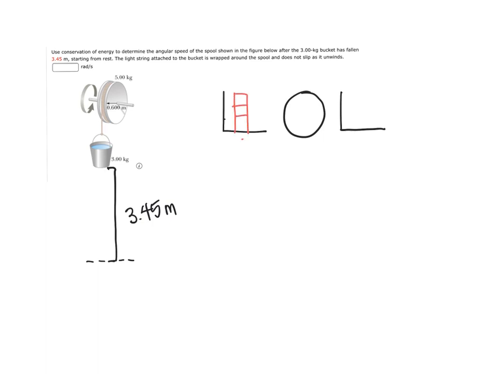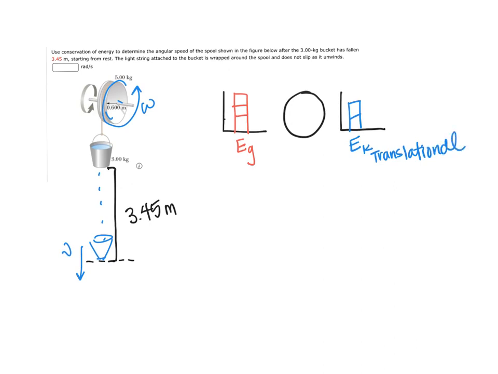in its position, Eg. And as it falls, gets down here, when the bucket is down here, the cord has pulled on the disc and now the disc is rotating. So there are two things happening. The bucket has a velocity, v, a linear velocity, therefore the bucket has a kinetic energy, translational, and the disc has a rotational energy, Ek rotation.